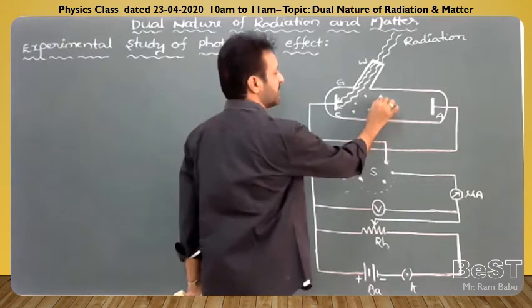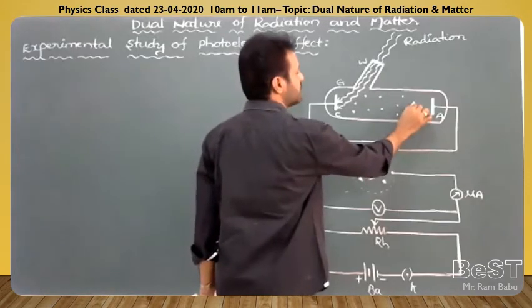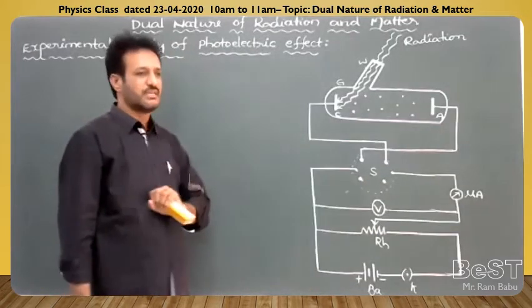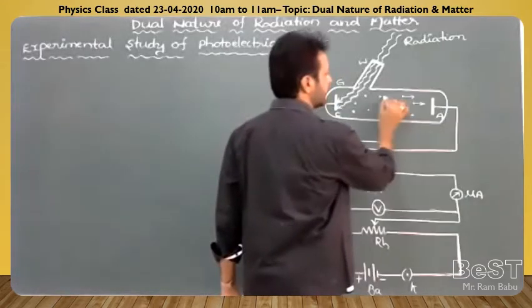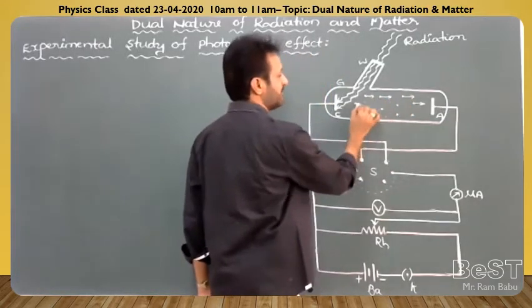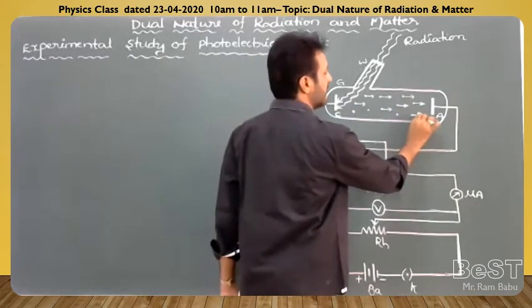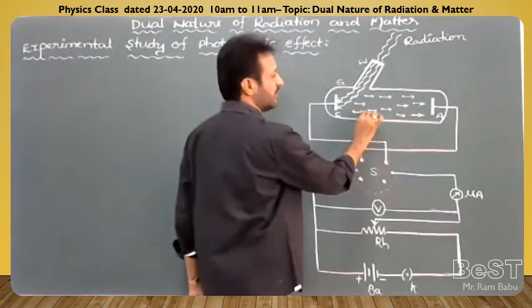So that effect only we are calling as a photoelectric effect. When we apply a suitable potential difference, these electrons are collected by the anode. All the electrons are moving towards the anode, and once the electrons reach the anode, there is a flow of current. This current can be called photoelectric current, and it is measured using a microammeter.